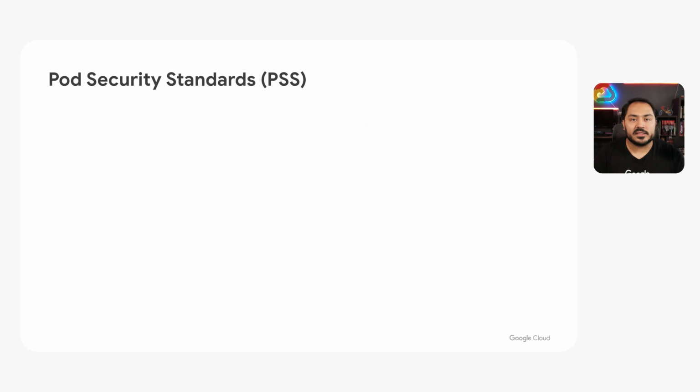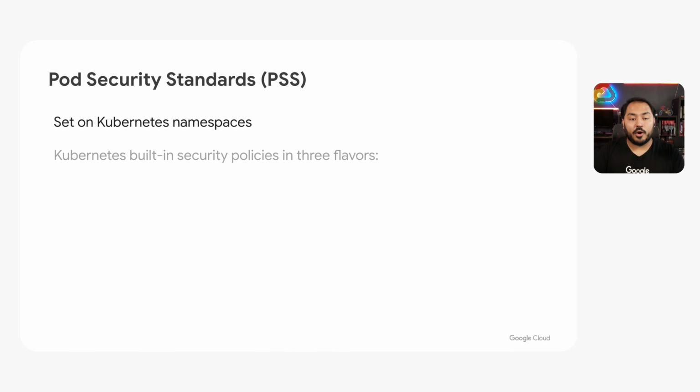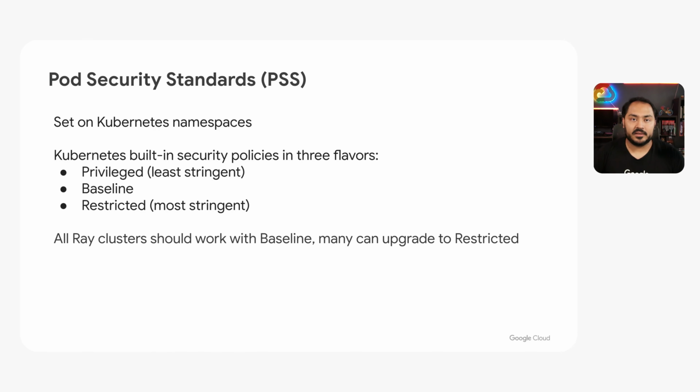Pod security standards enforce a certain level of security guardrail. You should set pod security standards on all Kubernetes namespaces. Kubernetes built-in pod security standards come in three flavors: privileged, baseline, and restricted. All Ray clusters should work with baseline and can be upgraded to restricted. This can help prevent common insecure misconfigurations such as host path volume mounts.